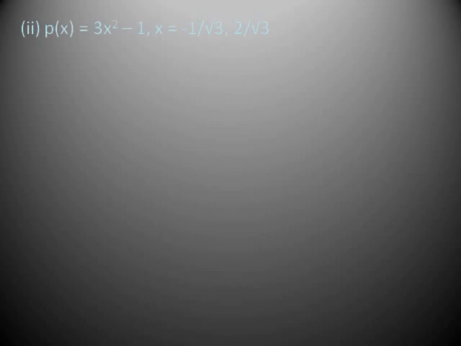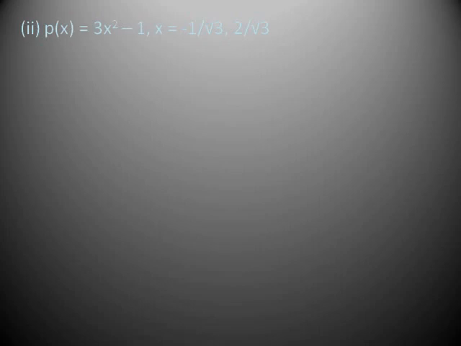So let us solve this question. p(x) equals 3x square minus 1, x equals minus 1 by root 3 and 2 by root 3. So here two values of x have been given. We have to check whether they are the zeros of p(x) or not. So solution: p(x) equals 3x square minus 1.